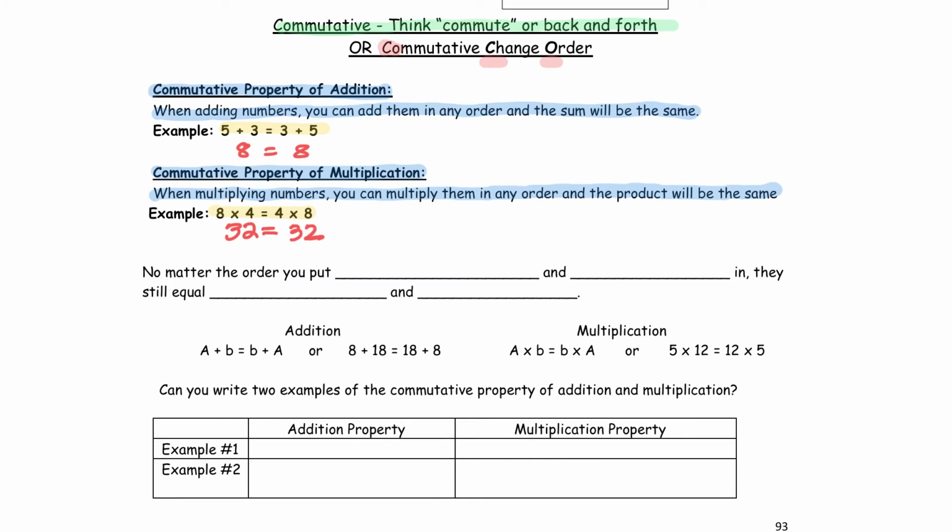This little section is just a reminder that no matter the order you put addends, those are the numbers you add together, and factors in. Factors are numbers that you multiply. They still equal the sum and the product. So basically, commutative property, you change the order of the addends, numbers you add, and the factors, numbers you multiply. They still equal the same sum and the same product.